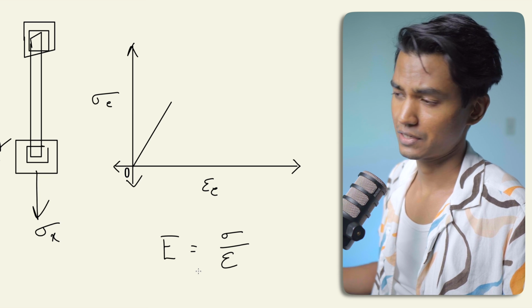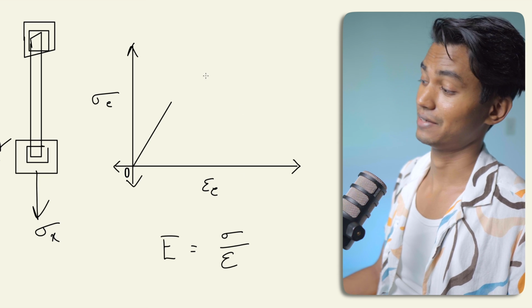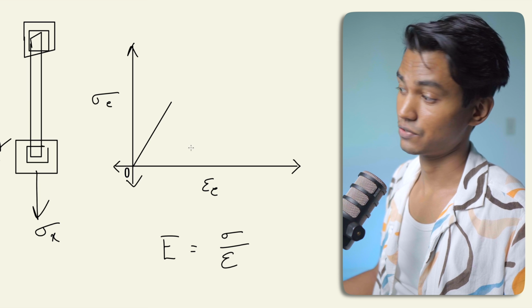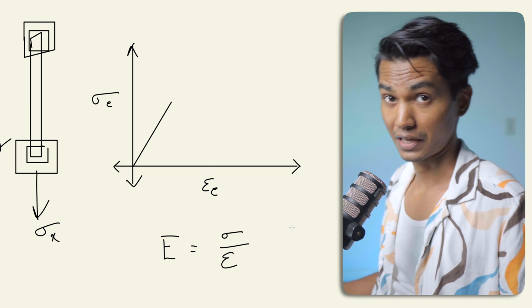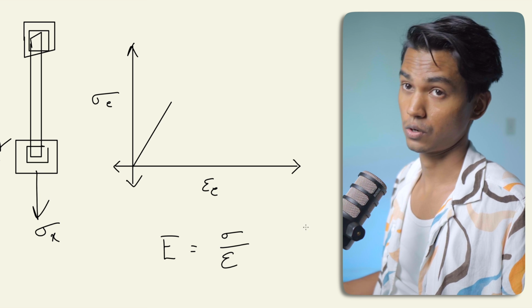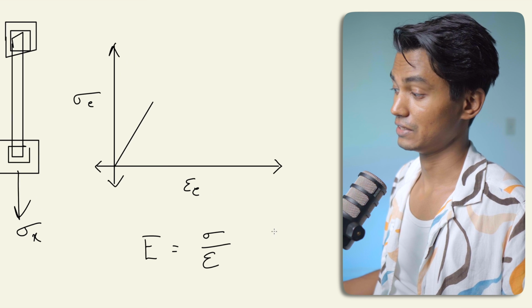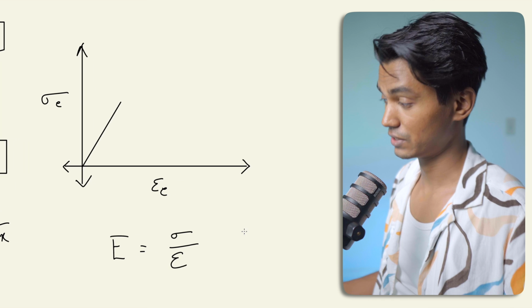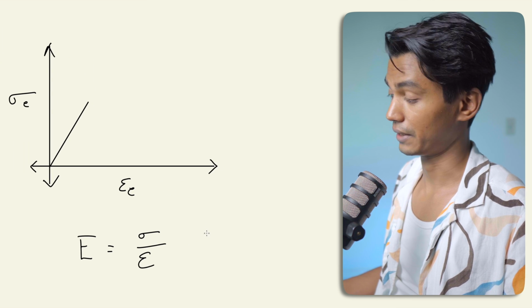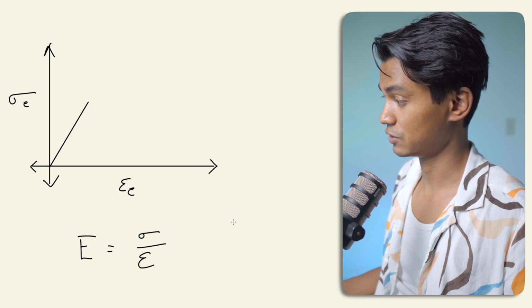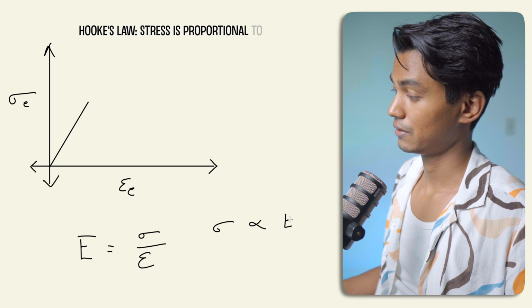Over here I've written stress by strain because in fact the engineering stress and true stress are same. But where did it come from? It came from Hooke's law. And Hooke's law did not say that E is equal to sigma by strain, or that sigma is equal to E into strain. It just said that stress is proportional to strain.